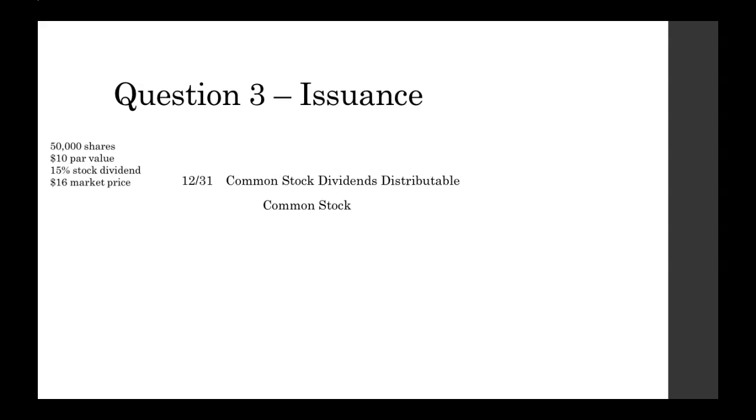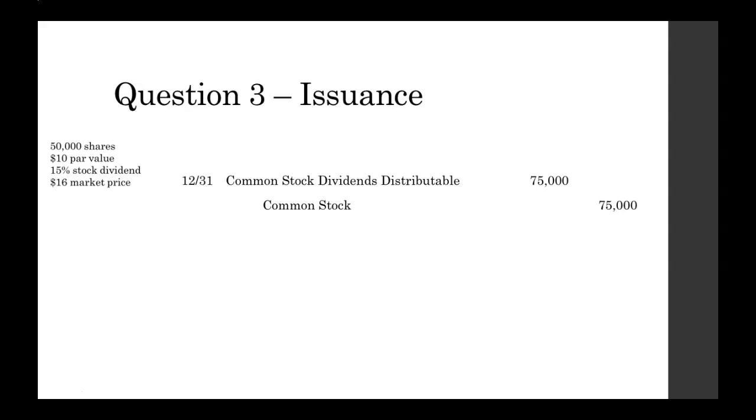How do we get this amount? Well, we get this amount from the declaration journal entry. How much did we credit common stock dividends distributable for when we declared these dividends? $75,000. So we will debit our distributable account, $75,000, and then we credit common stock, $75,000. So this is for a stock dividend.